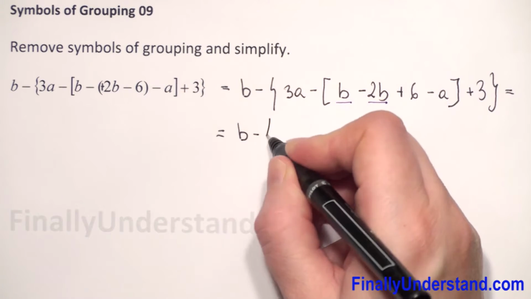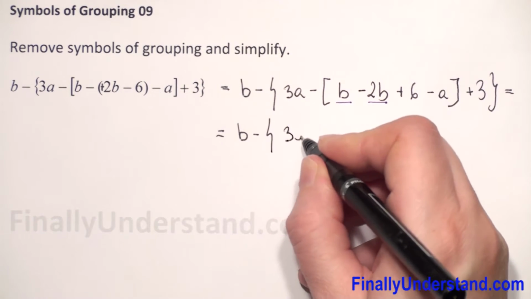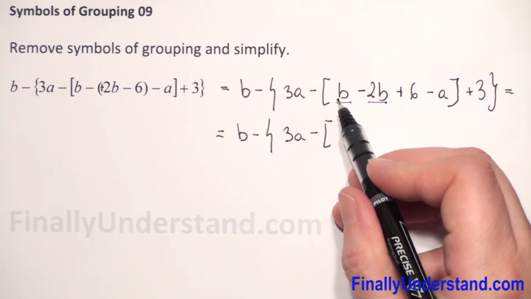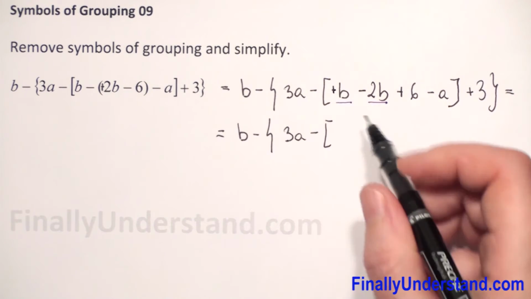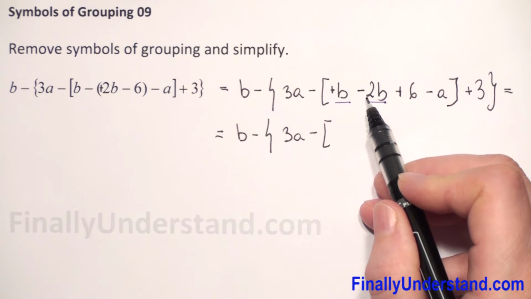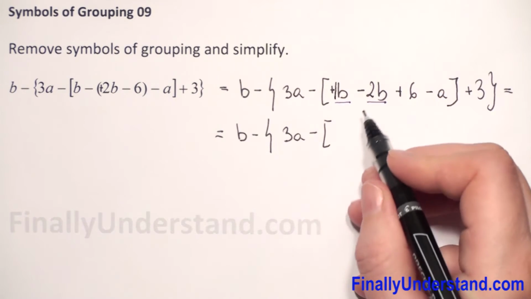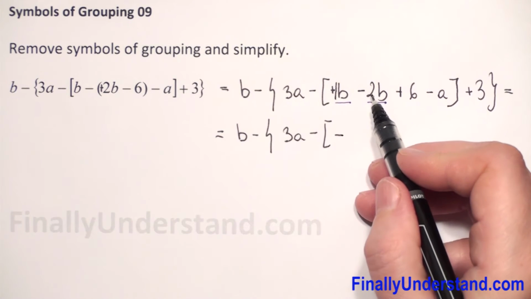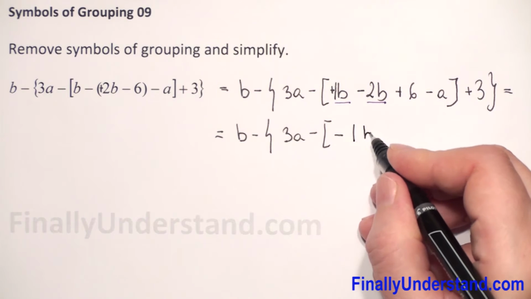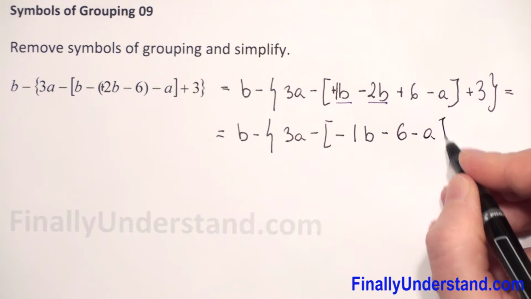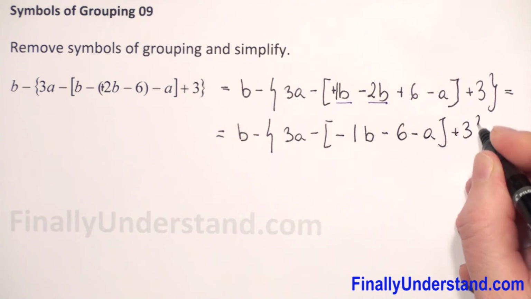We have b minus open braces 3a, negative sign, and in the brackets, when we don't have a sign, it's always positive. Copy the sign of the greater number. 2 is greater than the invisible 1. So we copy the negative sign, and now we just do subtraction. 2 minus 1 is 1, and we copy b. Minus 6 minus a, close brackets, plus 3 close braces.